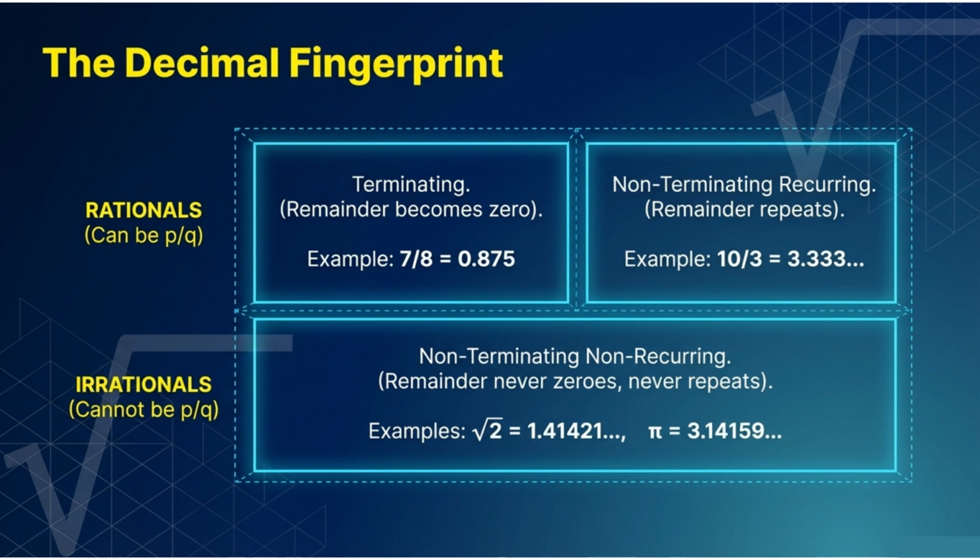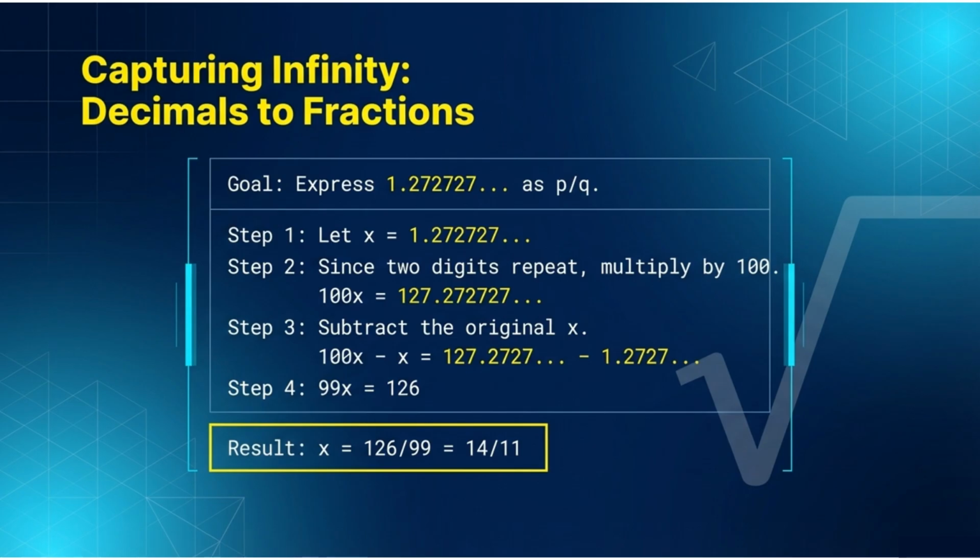The decimal fingerprint distinguishes between number types. Rational numbers either terminate or have a repeating decimal. Irrational numbers, however, are non-terminating and non-recurring. A recurring decimal can be converted to a fraction p/q by using algebraic steps, such as setting the repeating decimal equal to x and then subtracting to solve for x.